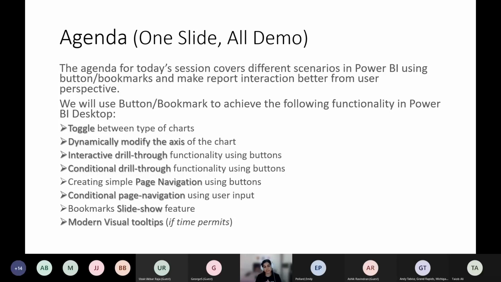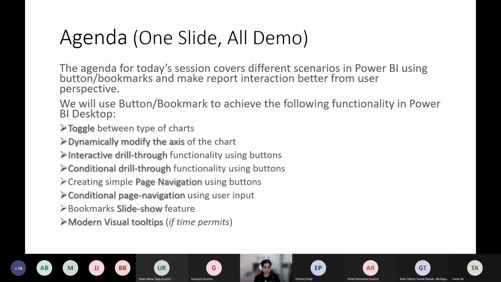We'll start with seeing how we can toggle between types of charts in Power BI using buttons and bookmarks, and how we can dynamically modify the axis of the chart. Then we'll see how we can create an interactive drill through functionality using buttons, followed by a conditional drill through functionality as well. Then I'll show you a simple page navigation on a Power BI report, followed by a conditional page navigation, which we'll do using user input.